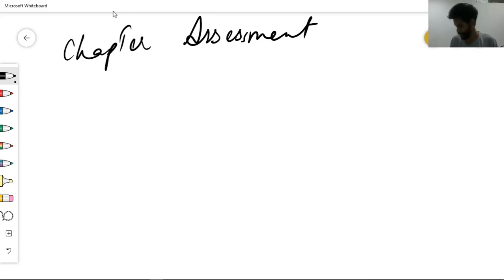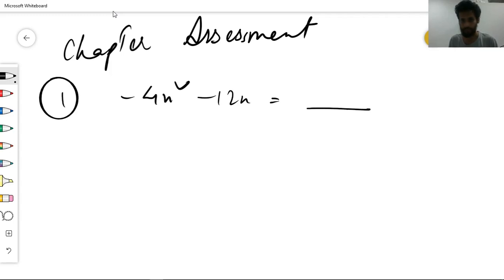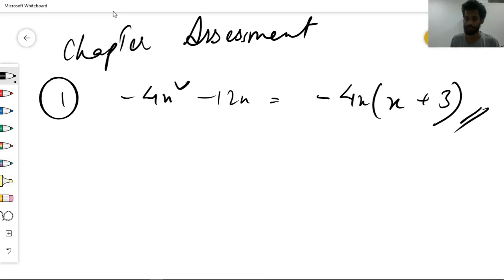So, assessment. First of all, question number one is fill in the blanks. It is given 4 minus 4x square minus 12x is equal to dash. If I take minus 4x common, it will be x plus 3. So this is the answer.